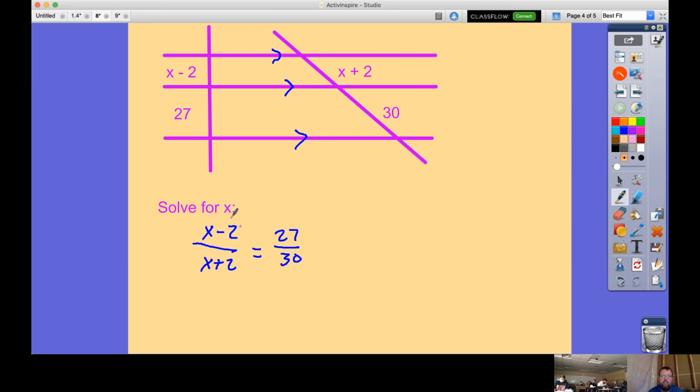All right, so we're taking 30 times this one. And 27 times the other one. Subtract the 27 over. And add the 60 over. And then we divide by 3. So what do we get for that? 38?